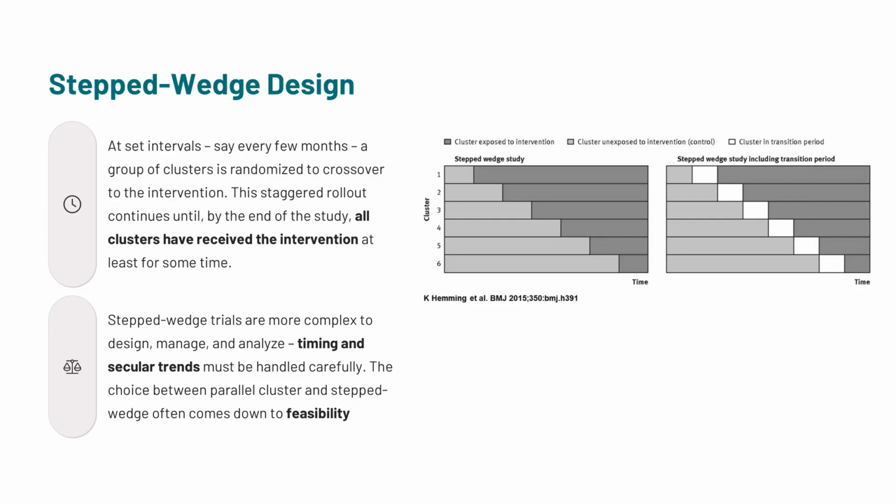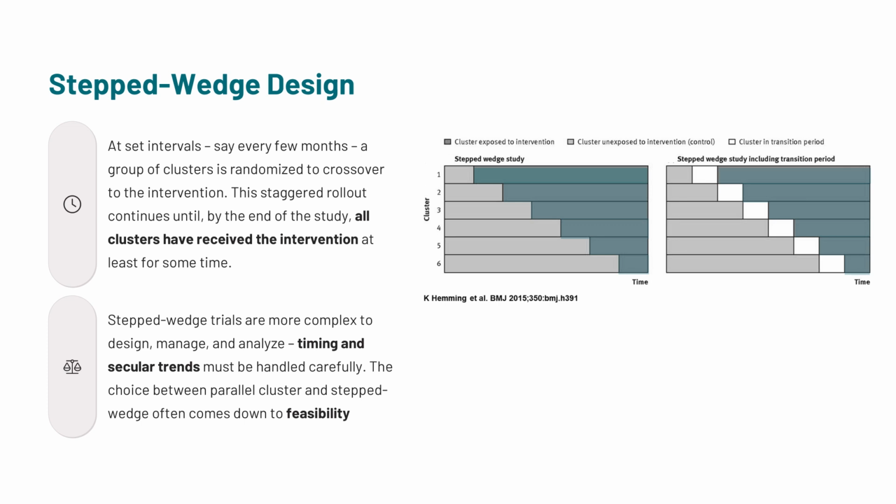Now let's look at a variant of cluster trials called the Stepped-Wedge design. In this design, all clusters begin in the control condition. Then at set intervals, say every few months, a group of clusters is randomized to cross over to the intervention. This staggered rollout continues until, by the end of the study, all clusters have received the intervention at least for some pre-specified time. The Stepped-Wedge design is useful when practical or ethical reasons prevent delivering the intervention to everyone at once. It can increase buy-in from partner sites because everyone knows they will eventually get the new intervention. It also features a built-in ability that allows each cluster to serve as its own control, providing a statistical advantage.